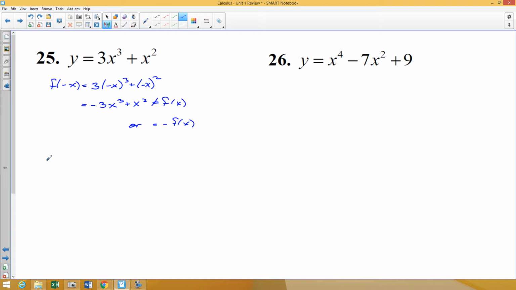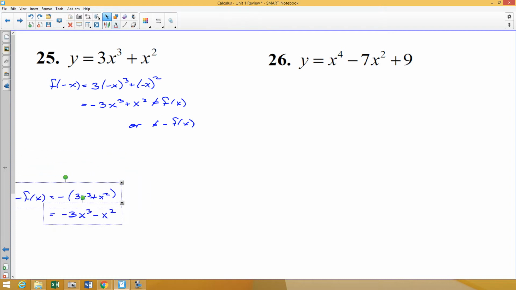And then negative f of x means you take the opposite of the original, 3x cubed plus x squared, which means negative f of x will be -3x cubed minus x squared, and I don't have that either. I've got -3x cubed plus x squared, so it's not equal to that one either. Therefore, that means this has no symmetry, or it's neither y-axis or origin. So we'll say therefore neither. Alright? So you want it to be either the same as you started or the exact opposite, having a negative distributed.